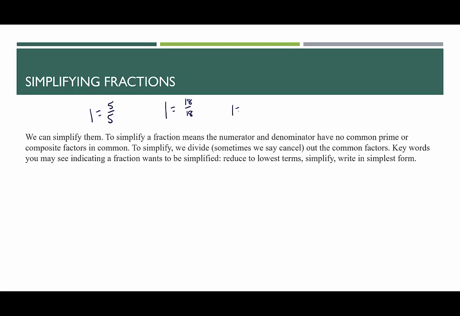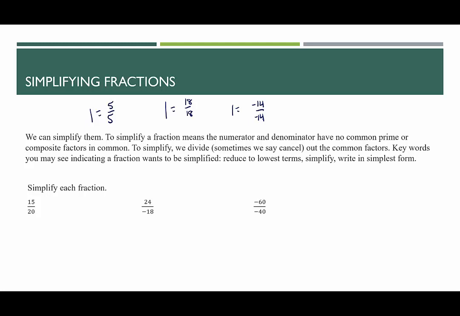1 could also equal negative 14 divided by negative 14. So we have all of these different ways of writing a 1, and we can also then divide these things into some other number if 5 is a common factor to the numerator and denominator. So let's take a look at simplifying some fractions.